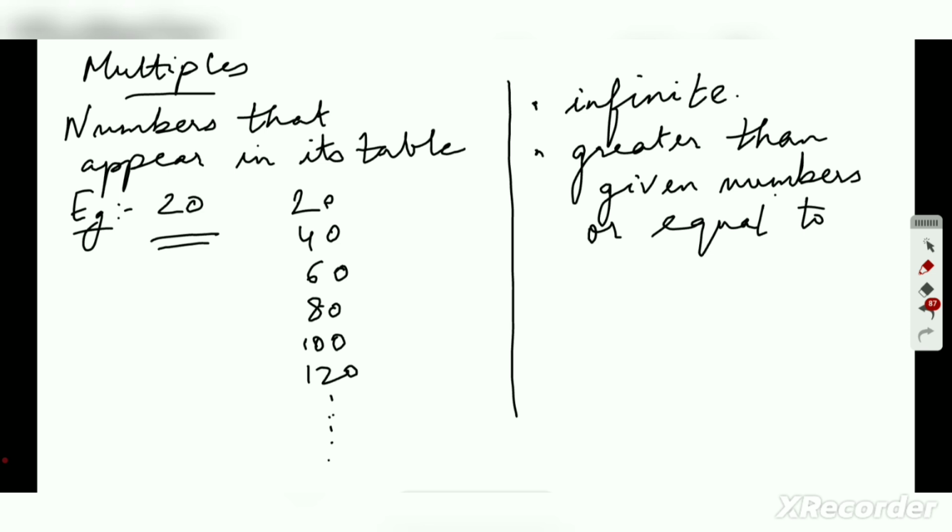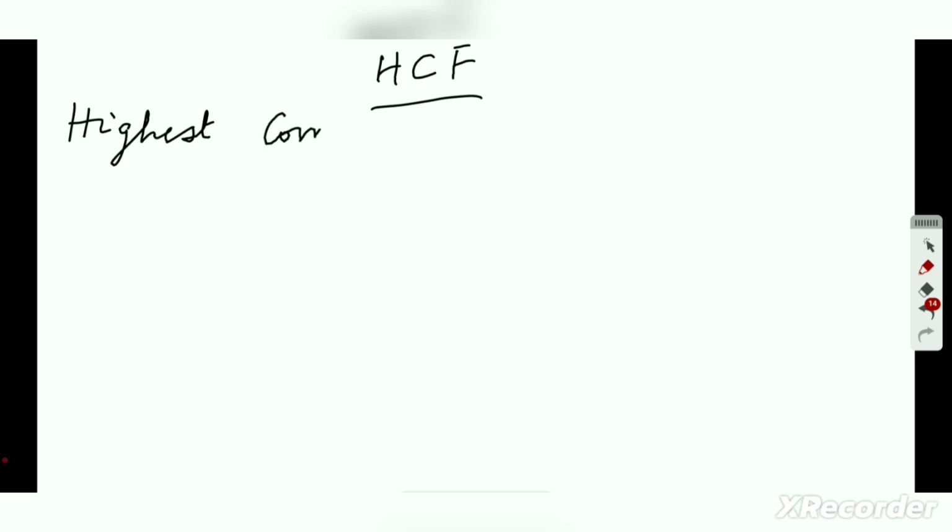Now that we have learned about multiples and factors, let us come to the next concept, HCF. So what is HCF? HCF stands for highest common factor. It means that the highest number that divides both the numbers exactly is called the HCF. Again, let us understand it with an example.